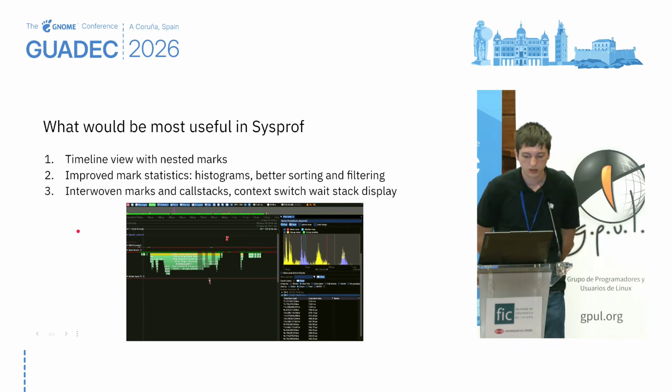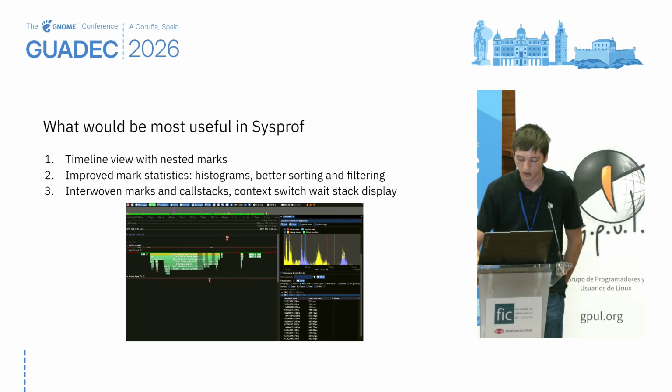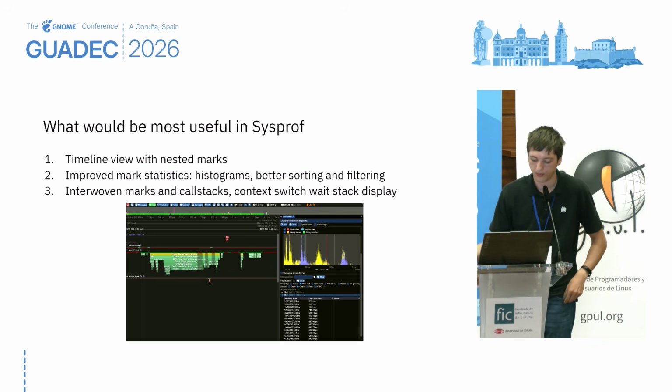Also, mark statistics, histograms, better sorting and filtering I found very useful in Tracy, how you can click on a function and see the time distribution. We could do this in Sysprof as well. We don't have to rely on Tracy necessarily.